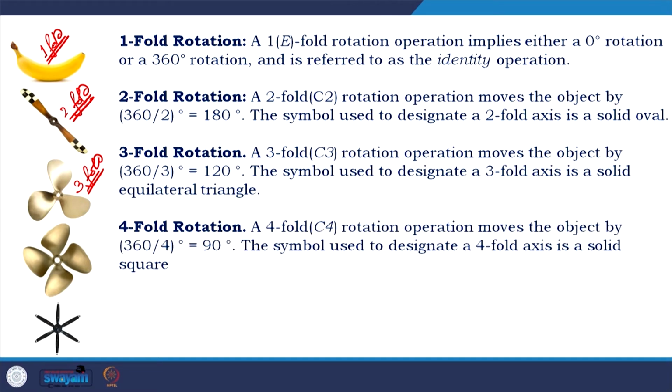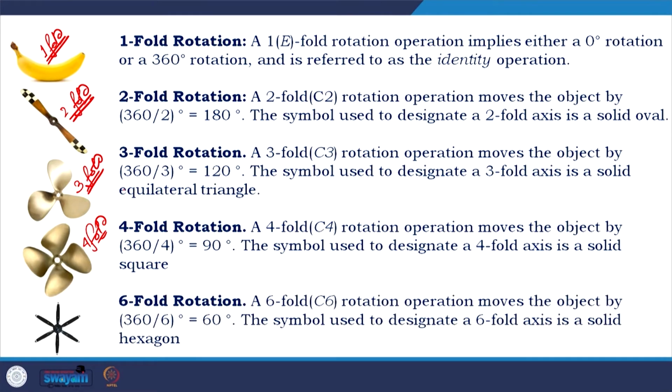Four-fold is C4 rotation operation moves the object by 90 degree. The symbol is a solid square. So, this is four-fold. Six-fold C6 rotation operation moves the object by 60 degree and this is a solid hexagon as I talked about.